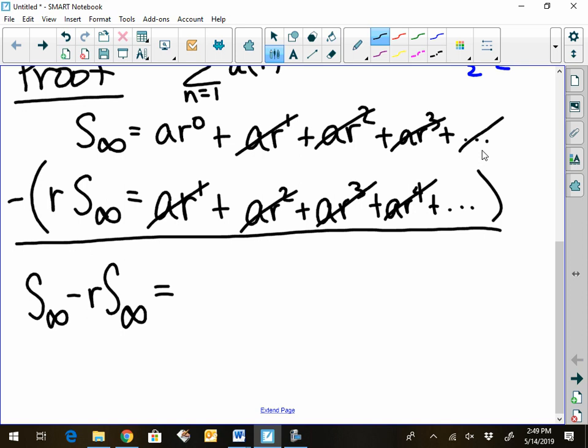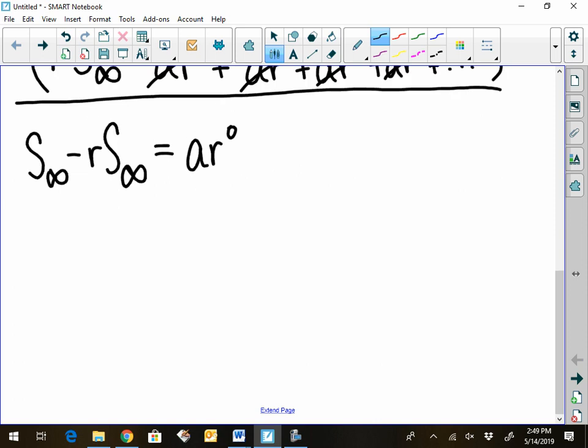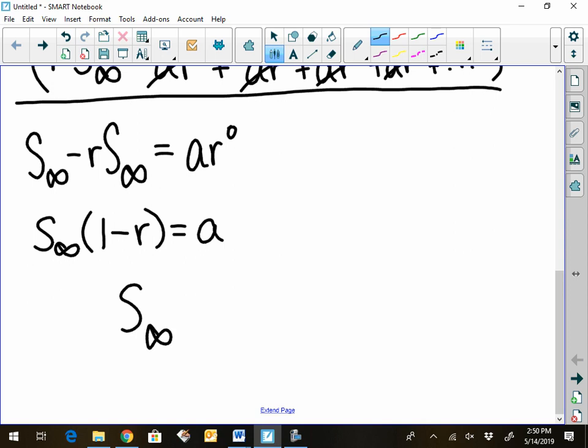So what we're left with is a r to the 0. So here, we'll apply some algebra. Let's factor out our s sub infinity of 1 minus r equals a. And what does r to the 0 equal? Well, r to the 0 is equal to 1, right? Anything to the 0 power is 1. So then we get s sub infinity equals a over 1 minus r.